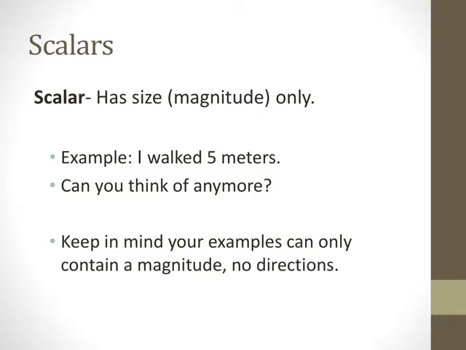What else can you think of? Hopefully you might have thought of maybe temperature. Your body temperature is 98.6 degrees Fahrenheit. It's not 98.6 degrees Fahrenheit north, it's 98.6 degrees Fahrenheit. So that's another scalar quantity.